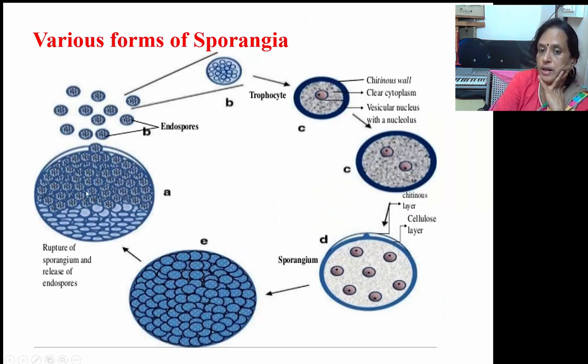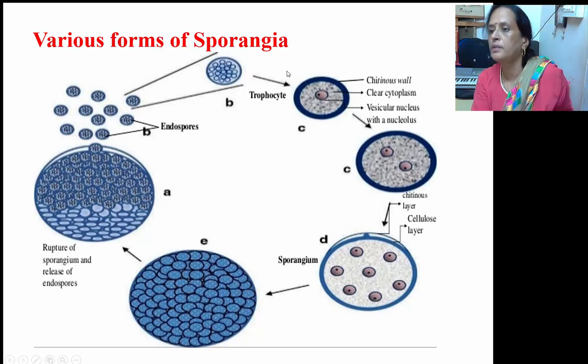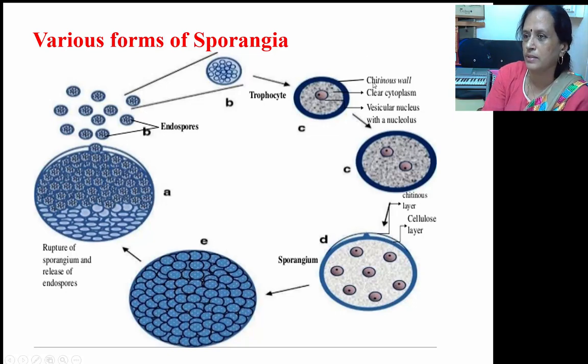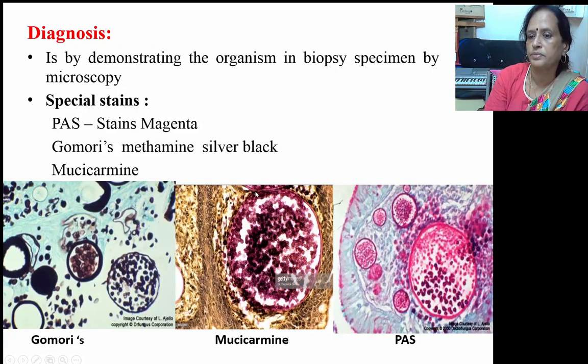So the endospores, see, this is the ruptured sporangium, endospores. That develops into a trophic form, or the trophocyte, which has a chitinous wall, a lacy or hazy cytoplasm, and a karyosome. And this goes on dividing, forms lots of endospores. This becomes the mature form, and it ruptures, giving rise to a ruptured form. And again the cycle continues. Each of the endospores develops into a mature sporangium. Very simple.